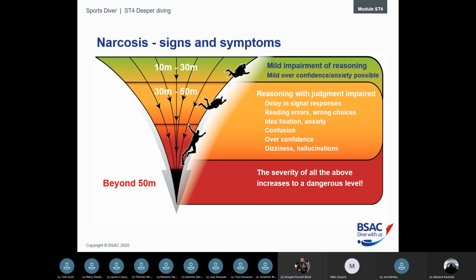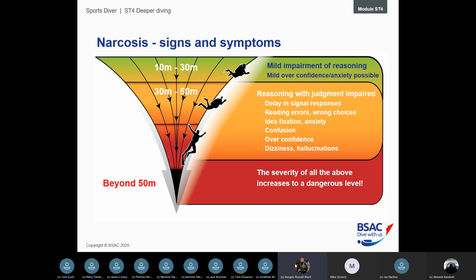So your brain function, your memory, your concentration, yeah, they can all be affected between 10 and 30 meters. So that's where you guys dive at the moment. Going deeper than that, 30 to 50 meters, your judgment is really starting to get impaired. If you ask your buddy if they're okay and they take a while to respond because they're struggling to think about how to portray that to you, that can be a sign.